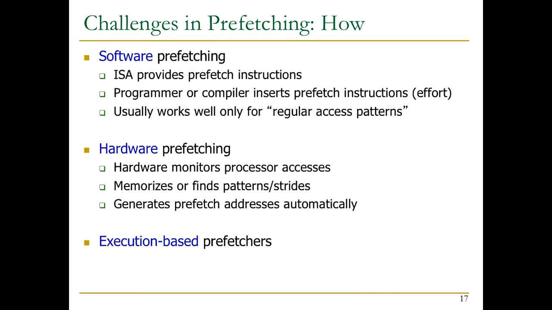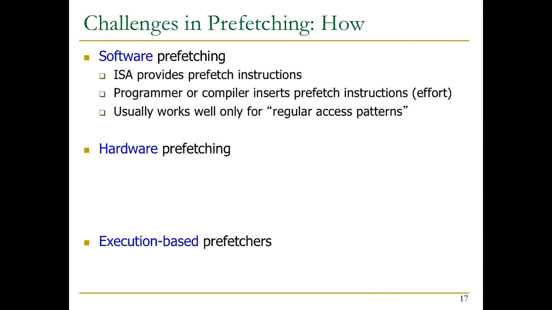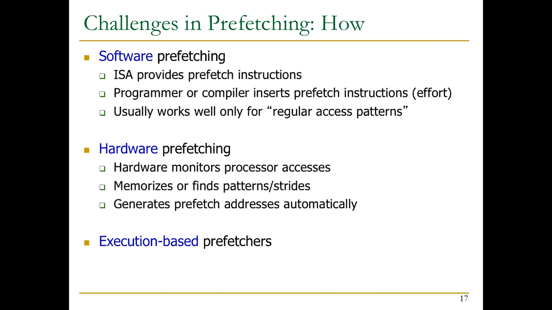Hardware prefetching: the hardware monitors the processor accesses, for patterns that are regular, but also statically determinable or profilable, and we'll see that. The hardware monitors the processor accesses, memorizes or finds patterns or strides, and generates the prefetch address automatically. And this usually works better for regular access patterns, but some irregularity can be possible here also.